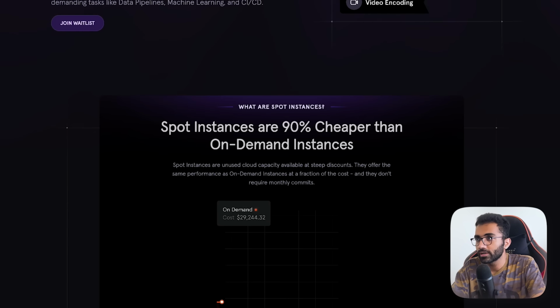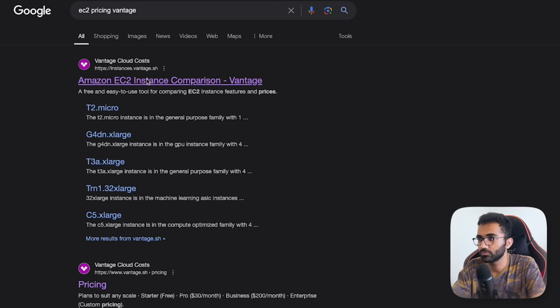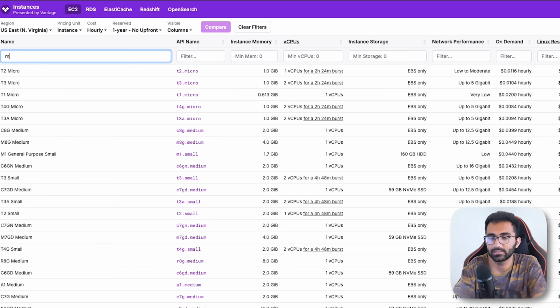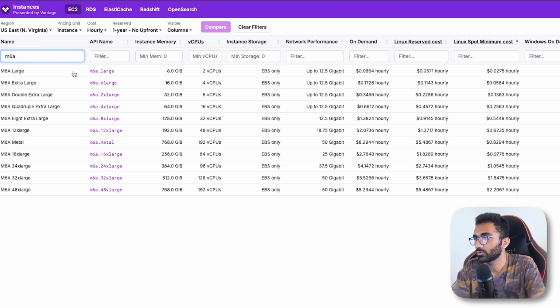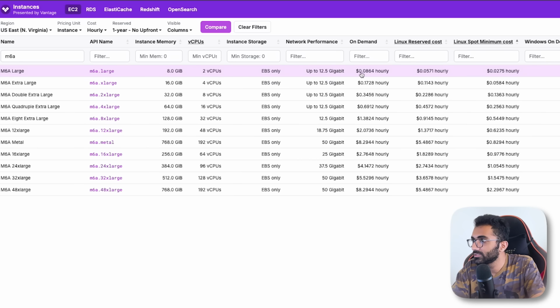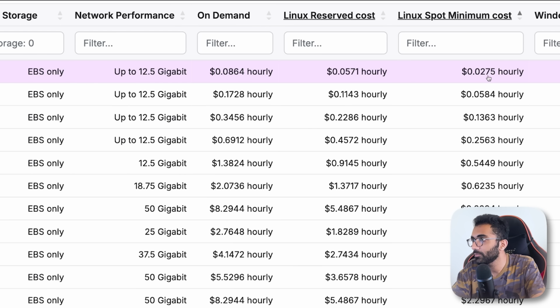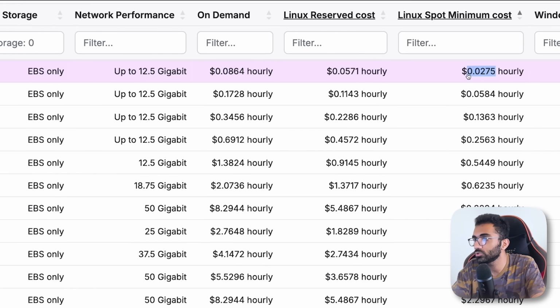So if you look at spot instances, if I show you EC2 pricing on Vantage, let's take a look at something like M6A Large, right? This is one of the instances we use for CodeDamn playgrounds. So this whole thing is running on M6A Large. If you look at this, you will see that its on-demand cost is 0.0864 hourly, and the spot instance minimum cost is 0.0275, right?